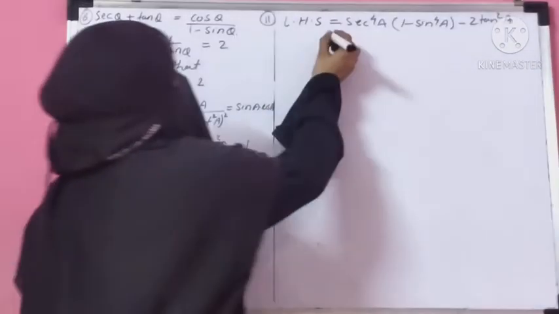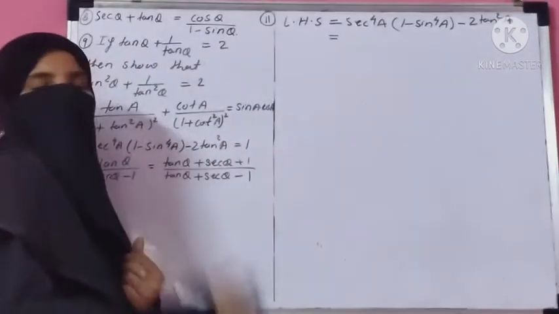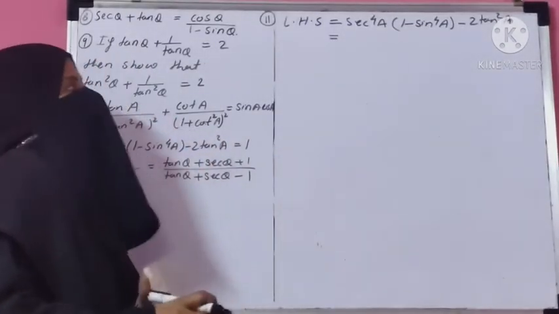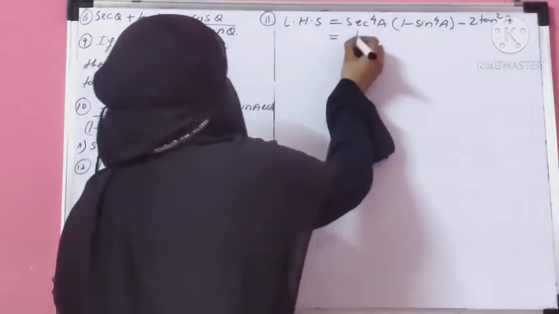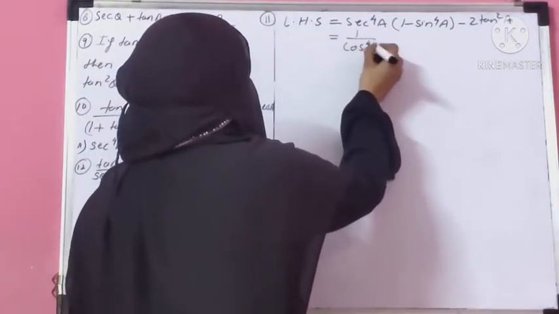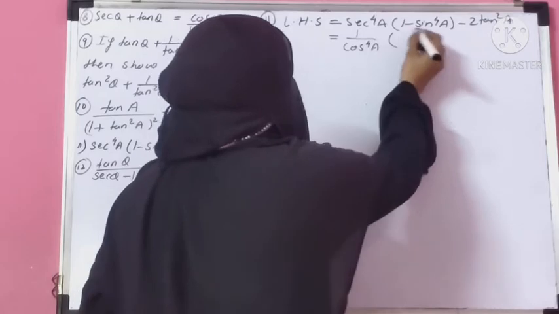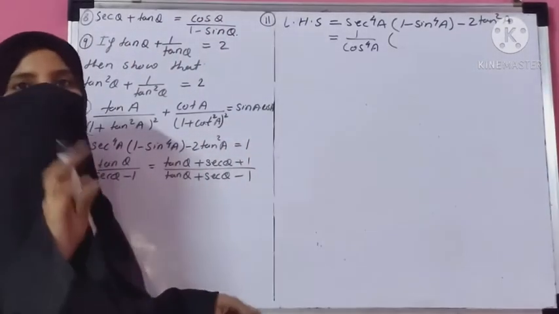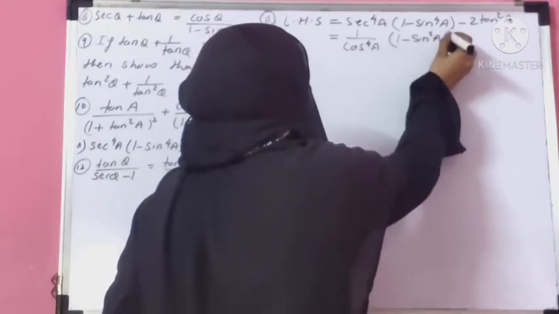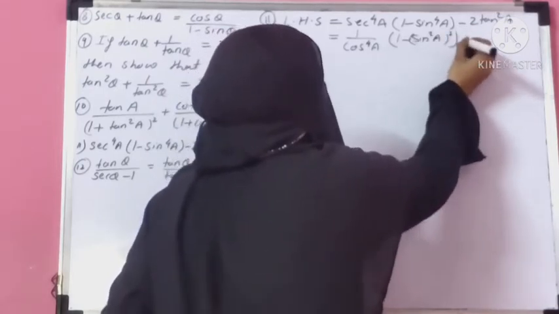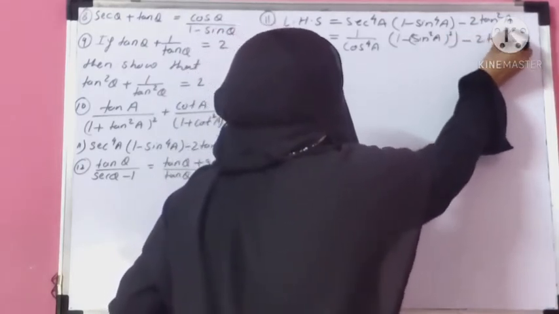Now, sec raised to 4A. Sec is the inverse of cos. So in place of sec raised to 4A you can write 1 upon cos raised to 4A. Now you can split the power 4 into power 2. So you can write here 1 minus sin square A whole square, minus 2 tan square A.